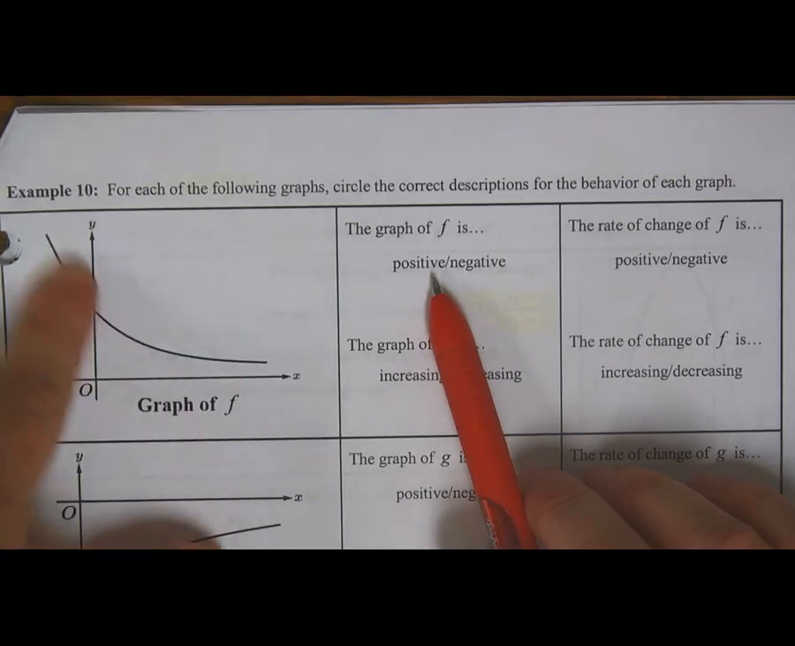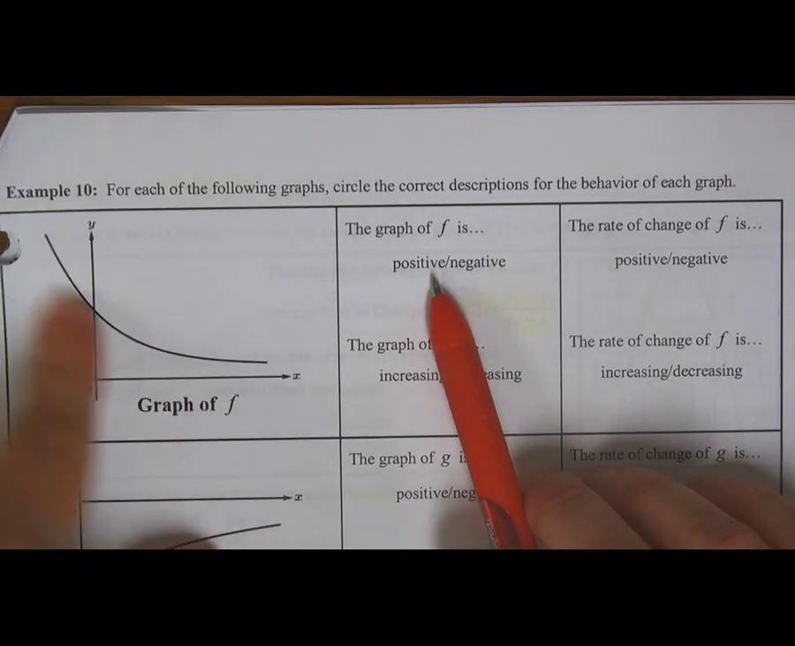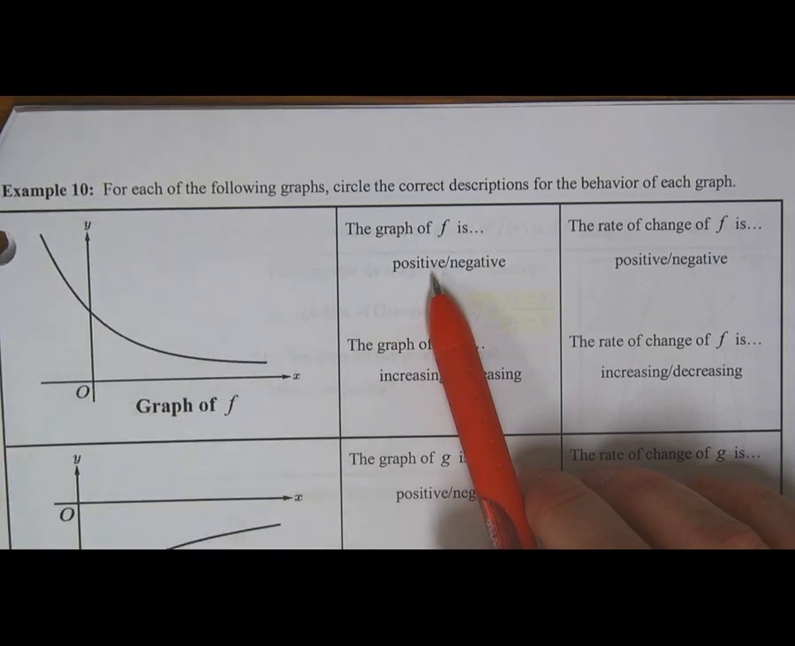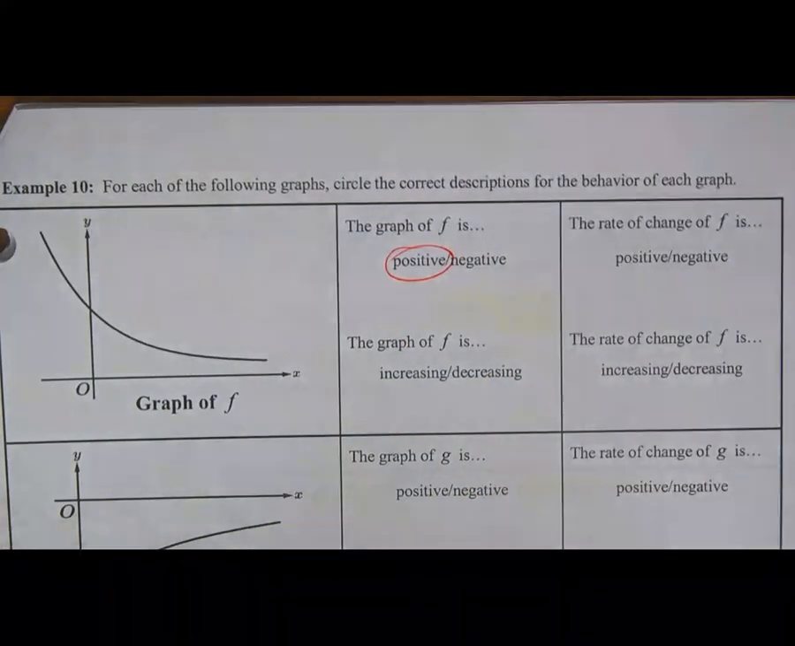You see this graph right here? Is it above or below the x-axis? All of that graph is above the x-axis. That means the graph is positive.